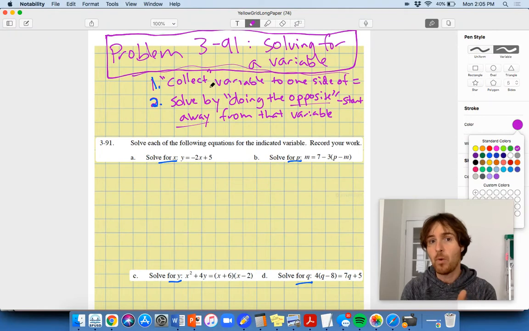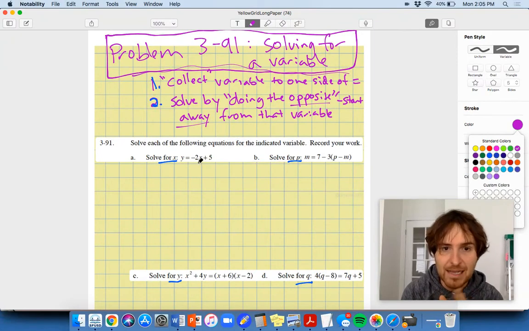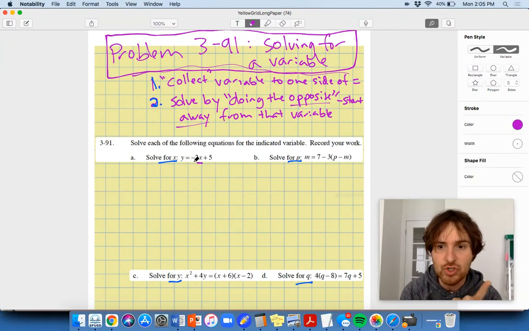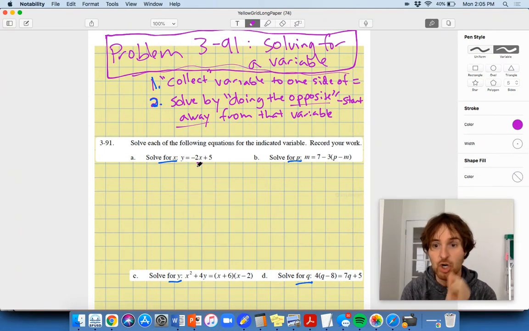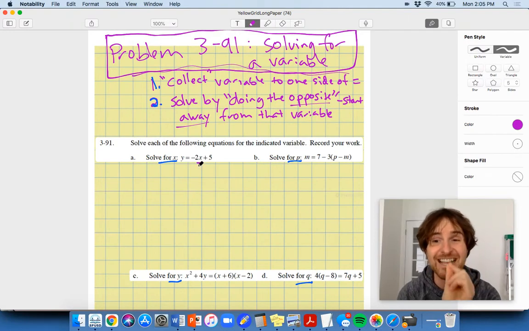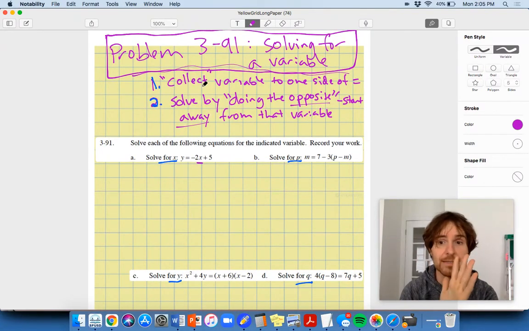Okay. Step 1, collect variables to one side of equals. Well, I got to solve for x here. How many x's do I see in this problem? Well, I see x right here. So it looks like I got negative 2 x's. Do I have x's on the other side of the equals? Do I need to do any sort of collecting here, or is my variable that I'm trying to solve for already collected to one side of equals? Okay, I only have this x here, so I'm good to go. I don't need to worry about collecting variables.